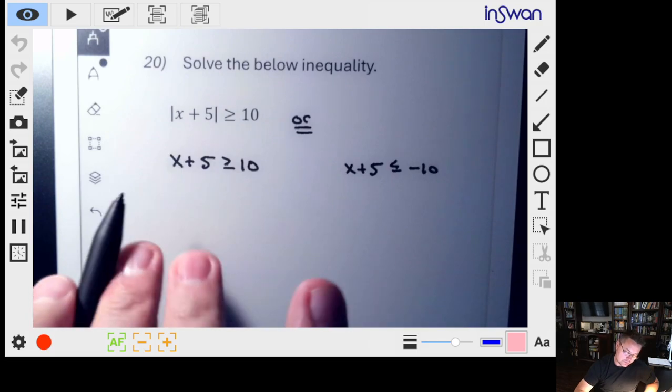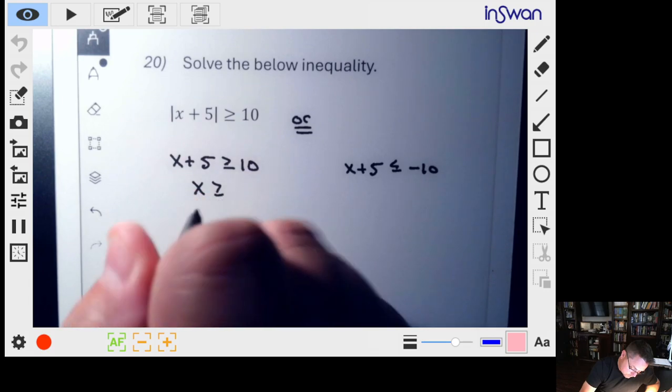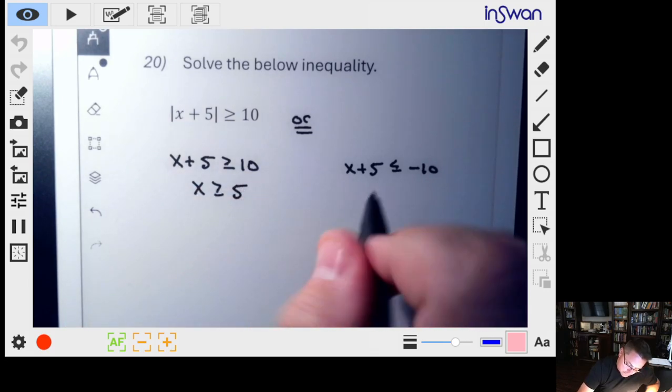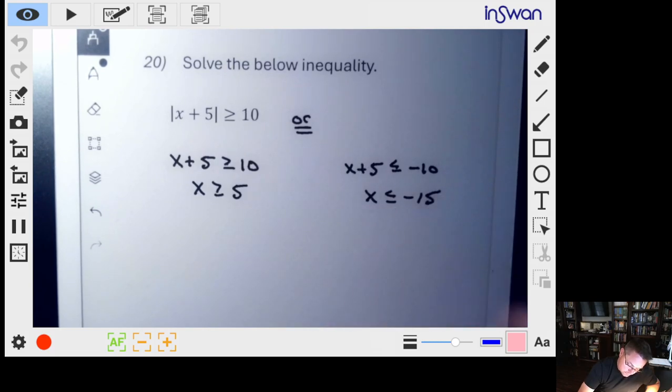Okay, so we're going to solve each of these. So here I'm going to subtract 5 from both sides. Also here, I'm going to subtract 5 from both sides. Now, it's an OR statement.